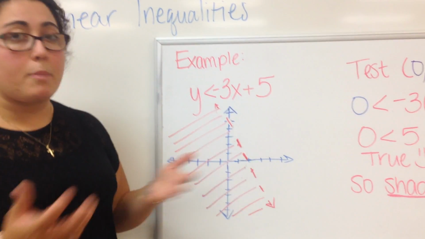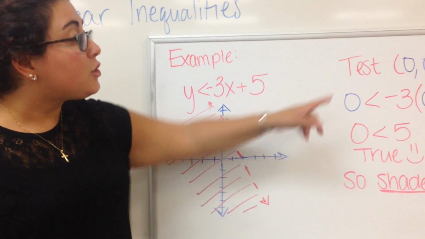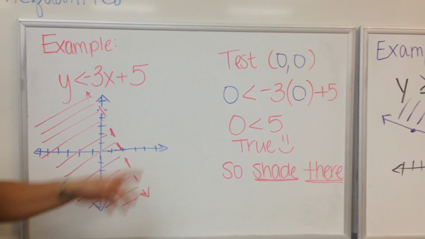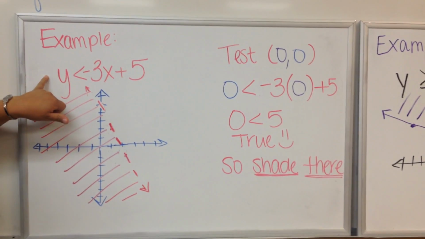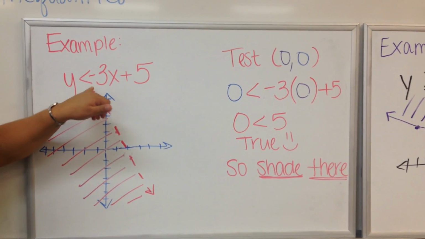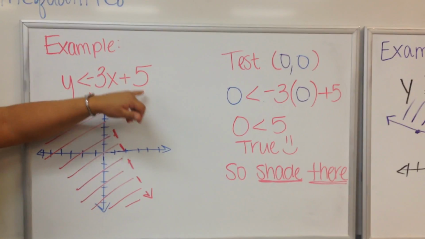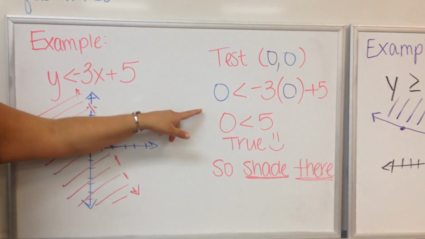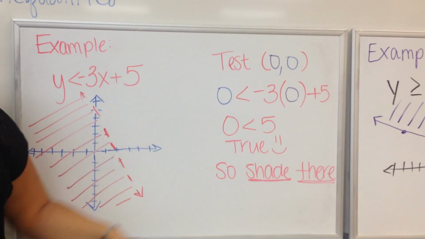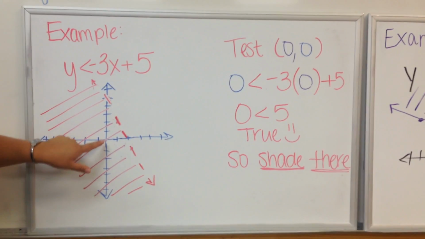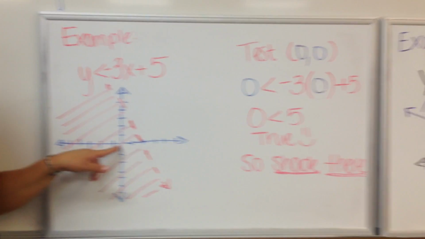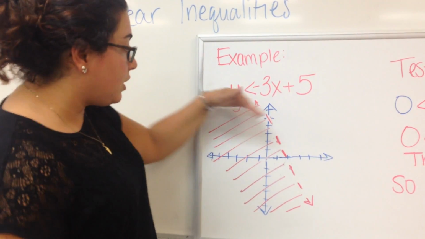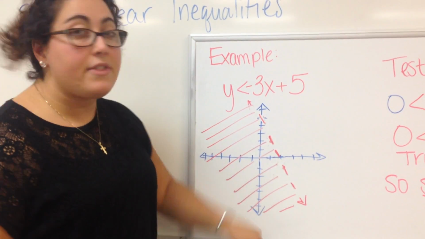And again, well, what part do I shade? What's my answer? So you want to test 0, 0. So you substitute in 0, 0 into your equation. So 0 is less than negative 3 times 0 plus 5, which is what's represented here. And 0 is less than 5. That's true. So that means that 0, 0 is part of my solution. I want that to be the shaded part of my solution. So we're going to shade in that direction.